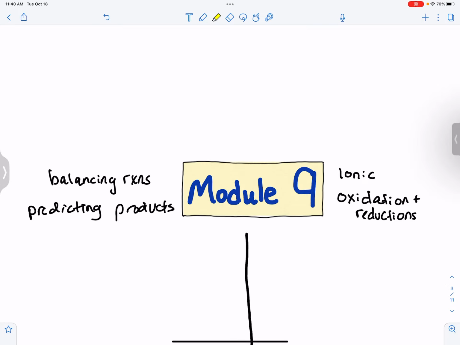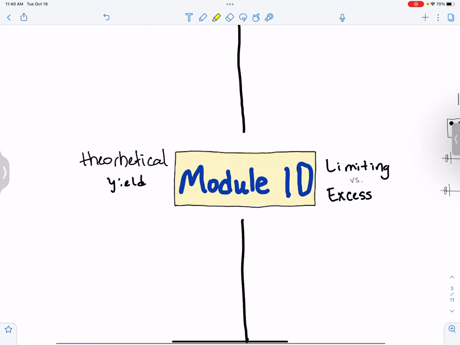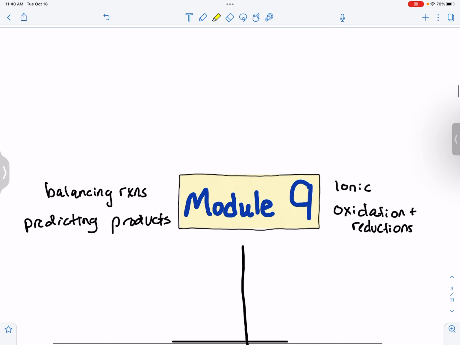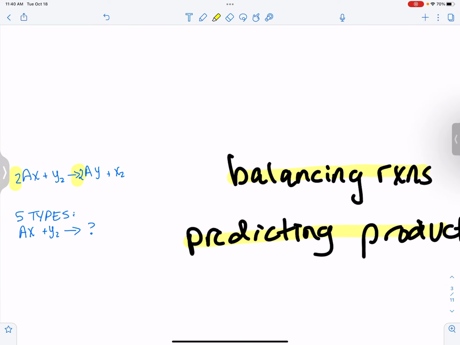This is Module 9, and all of these modules are connected. So in this module, you're going to learn about balancing reactions in the first part, as well as predicting products. What this looks like will be taking equations like this one and adding large numbers in the front that balance out the total number of the atoms.